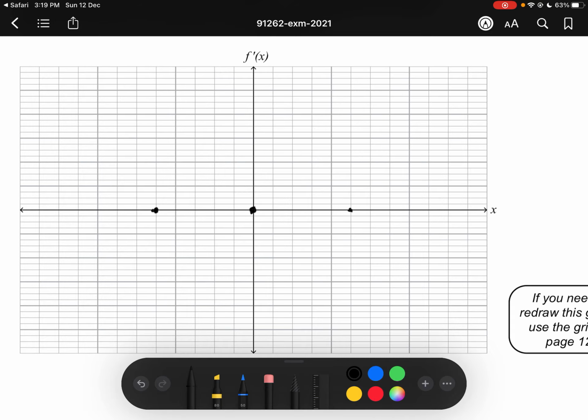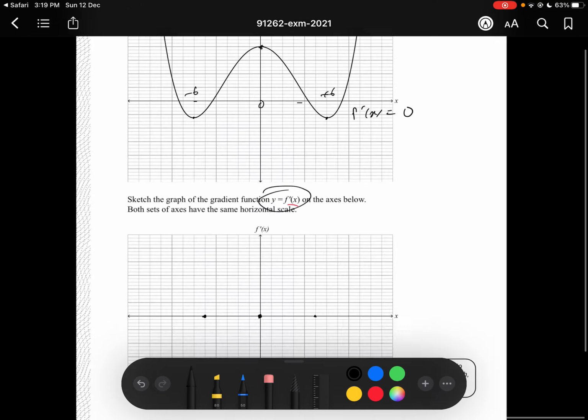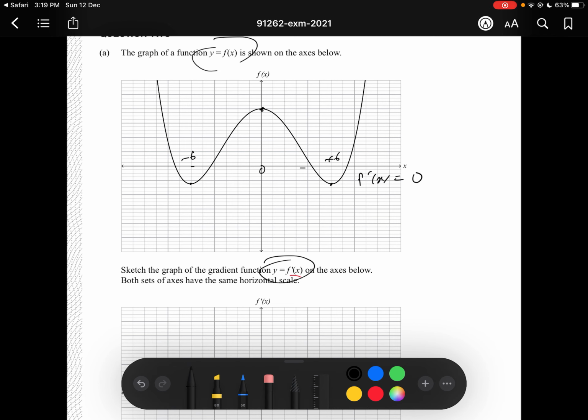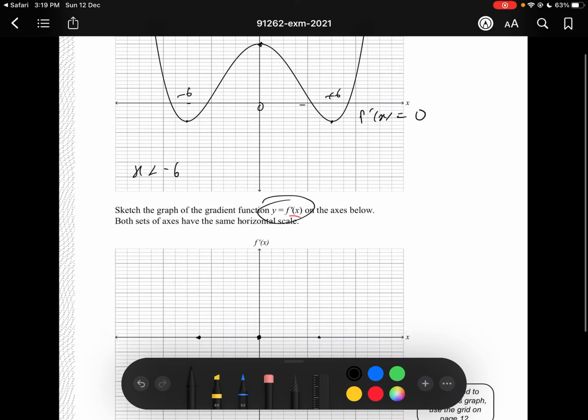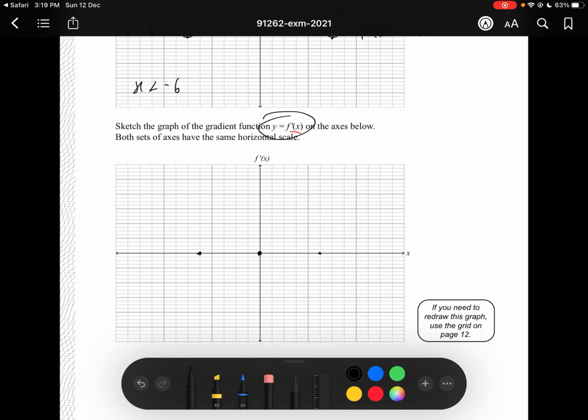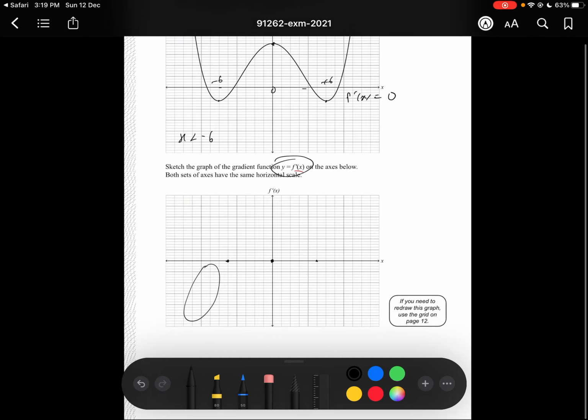So those 3 points there will be our x-intercepts of the f dash of x axis. Second of all, we can look at the behavior of the graph in between those turning points. When x is less than -6, we see that the graph is decreasing. So that's going to be when f dash of x is below 0, so the graph's going to pass through that region there.